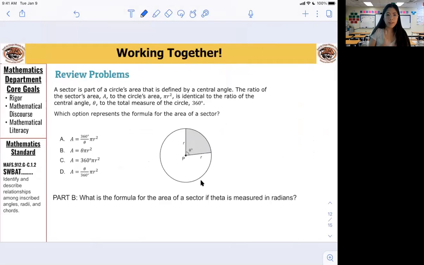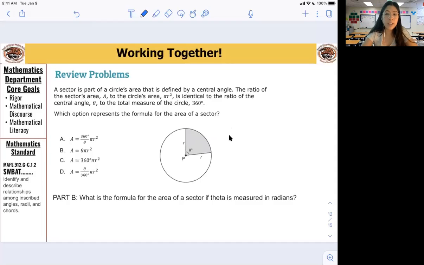All right, now let's move on to everyone's least favorite part, which is radians, but that's okay. We will make sure we understand. So let's start off not too hard. A sector is part of a circle's area that is defined by the central angle. The ratio of the sector's area to the circle's area, pi r squared, is identical to the ratio of the central angle to the total measure of the angle. They're kind of just giving you a rundown of what everything means. Which option represents the formula for area of a sector?